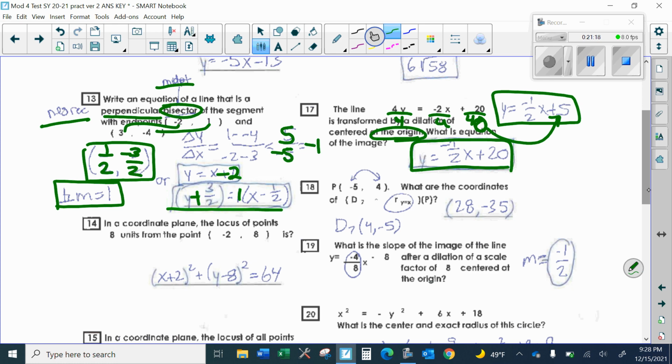What are the coordinates of this? You need to remember that when I reflect over the line y equals x, it switches the coordinates. So that puts it at 4, negative 5, and then I do a dilation of 7, which means you need to multiply both of those by 7. I get 28, negative 35.